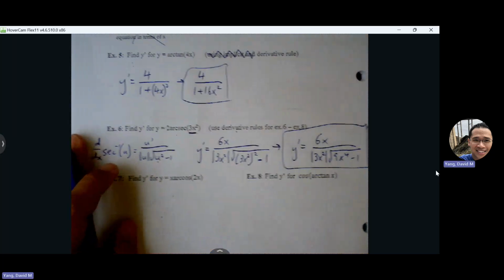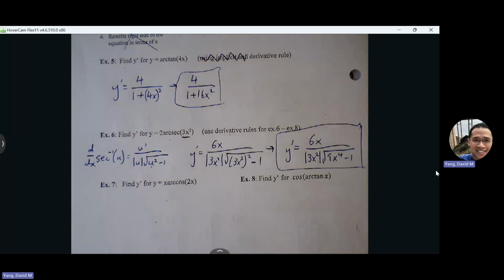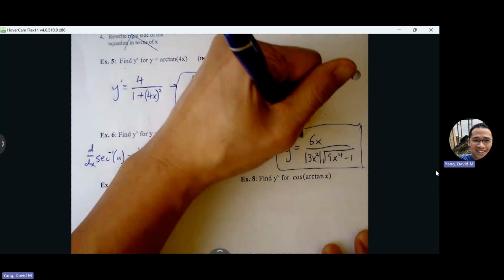If you want to cancel the x's, you can, and the 6 and 3, you can. The absolute value will have to stay though. And the 2 just goes away because it's the derivative. Oh, sorry, my bad. The 2 needs to stay. It's a coefficient, so I forgot to include that 2 there.